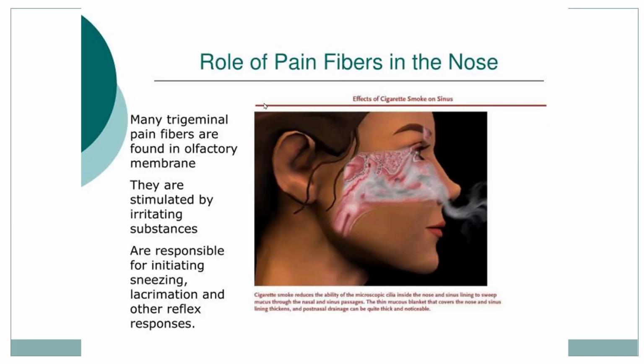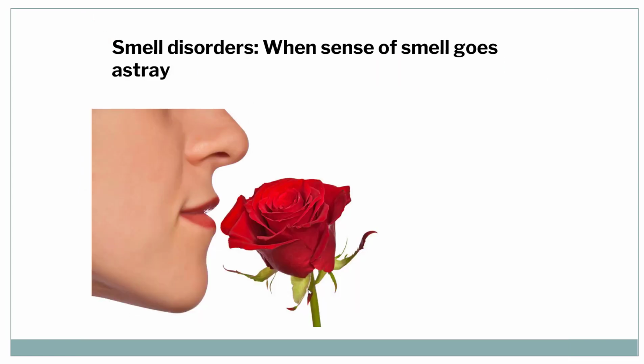Role of pain fibers in the nose. Many trigeminal pain fibers are found in the olfactory membrane. They are stimulated by very bad smells, like cigarette smoke. It causes irritation of these receptors and they may cause sneezing, lacrimation and other reflex responses. So pain receptors are also present in the olfactory membrane.